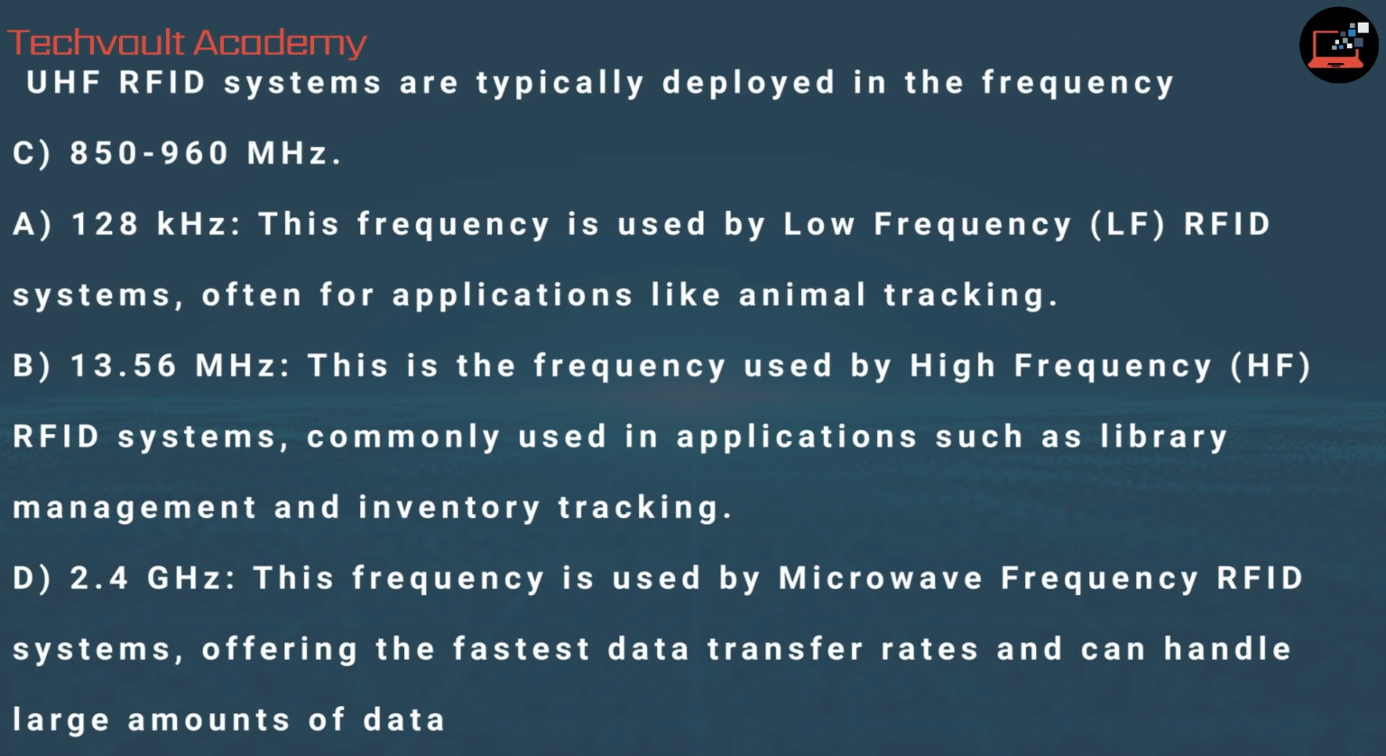UHF RFID systems are typically deployed in the frequency C. 850 to 960 MHz. A. 128 KHz. This frequency is used by low-frequency LF RFID systems, often for applications like animal tracking. B. 13.56 MHz. This is the frequency used by high-frequency HF RFID systems, commonly used in applications such as library management and inventory tracking. D. 2.4 GHz. This frequency is used by microwave frequency RFID systems, offering the fastest data transfer rates and can handle large amounts of data.